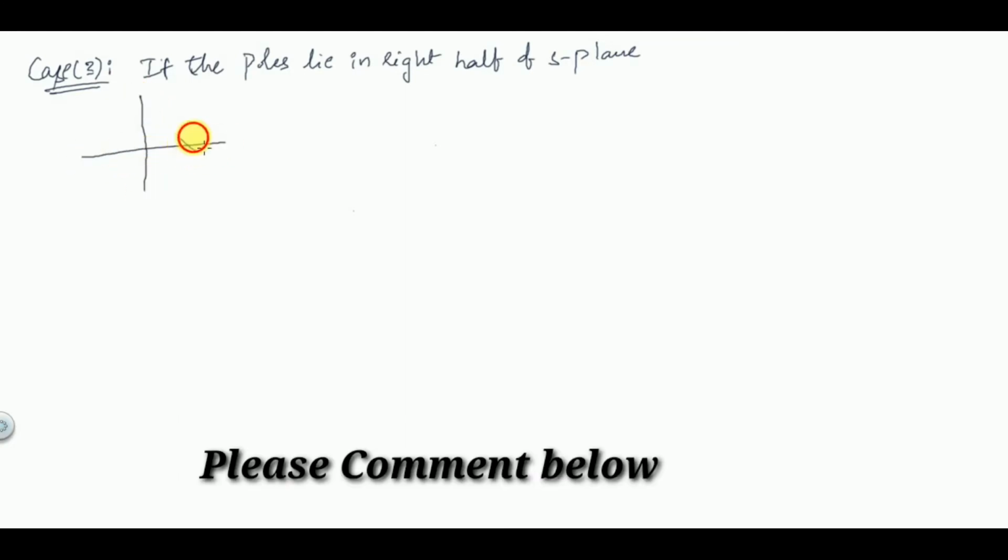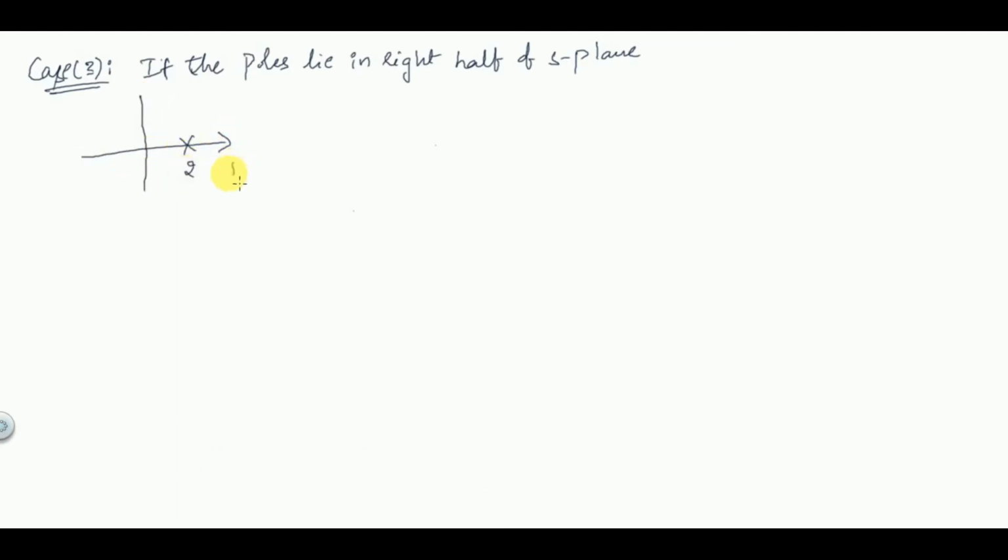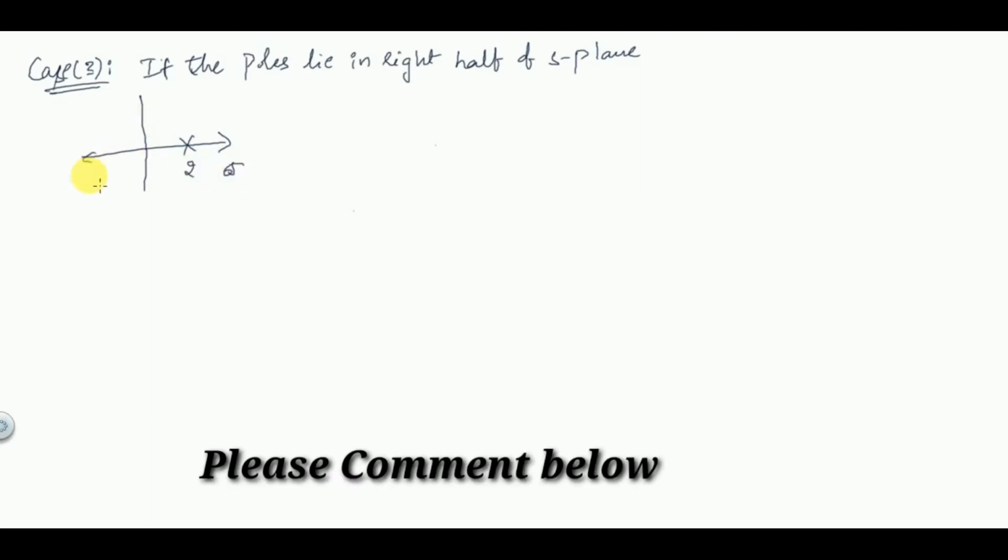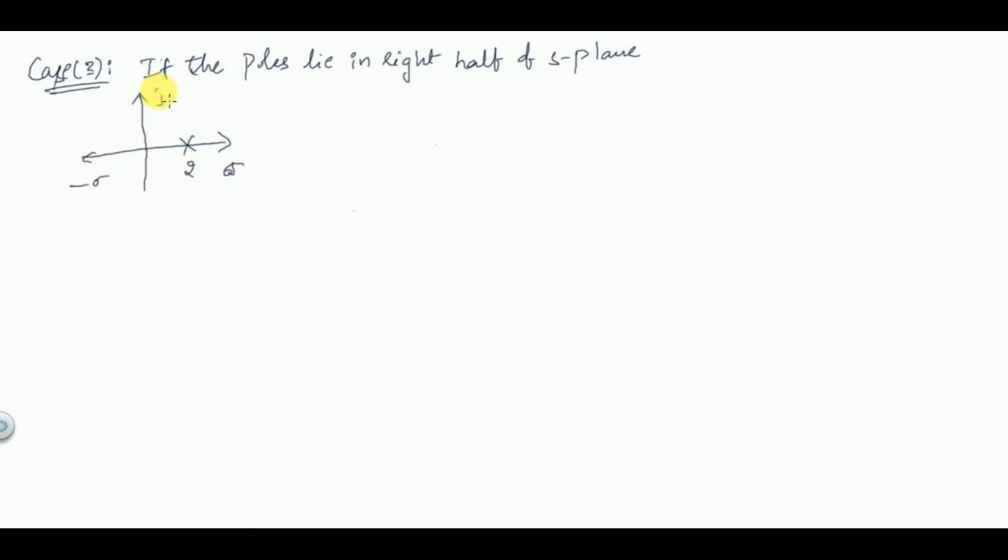So if the poles lie in the right half of S-plane, like this, I will take it as 2. So sigma here and minus sigma, this is j omega and minus j omega. So in the right half of S-plane, and the poles are real in nature.